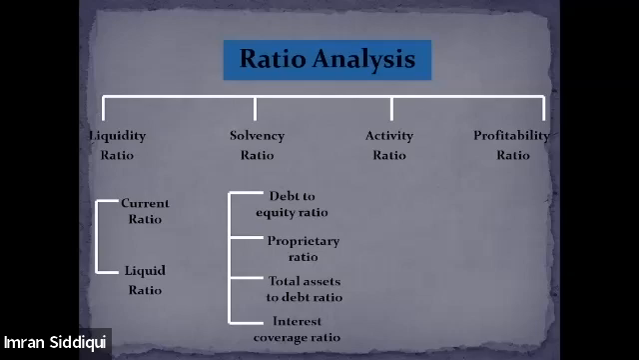In that case, we can start with the next ratio, which is the quick ratio or the liquid ratio. And this is also known as acid test ratio. The formula for which we have already covered in the previous session itself, which is liquid asset or quick asset divided by the current liability.